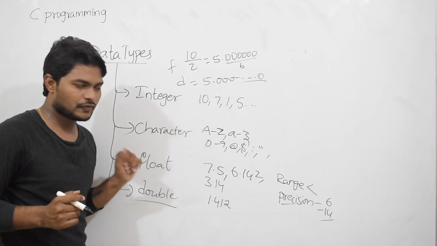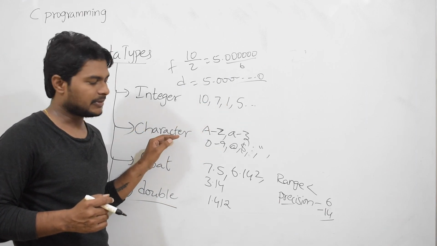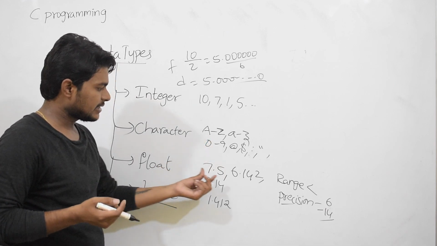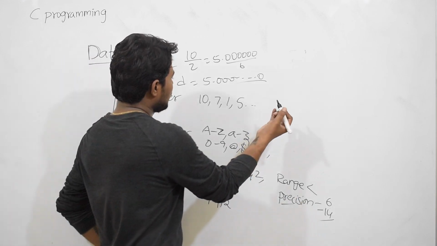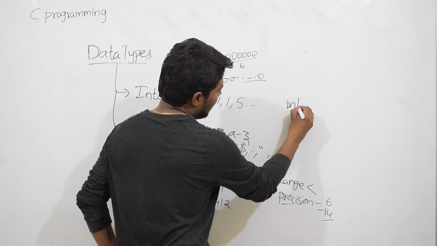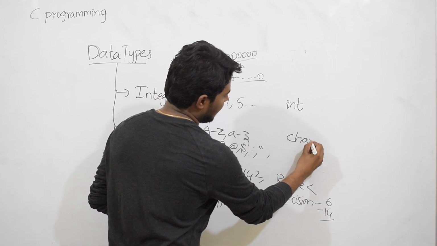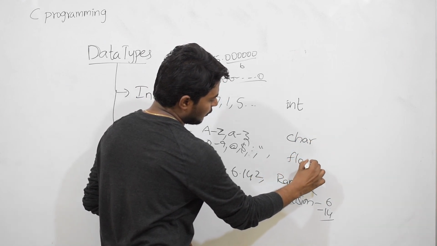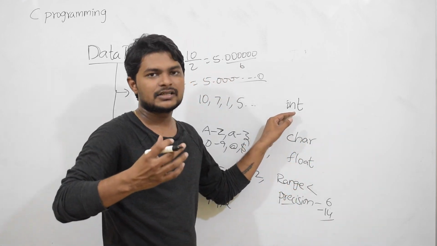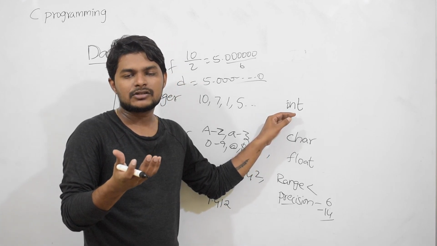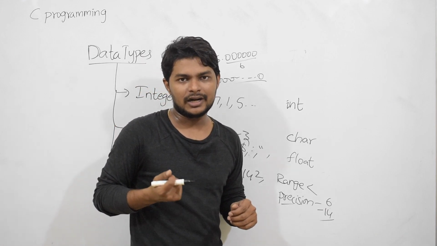Now up to now you understood 4 data types, right? Integer, character, float, double. Integer means number, character means single character, float means with decimal part, double means also decimal part with higher precision. Now we use a shortcut for integer as int. Character we define as char. Float we use float only. And the size of the data type will depend on the operating system which you are using, maybe 32-bit or 64-bit. That depends on the hardware.